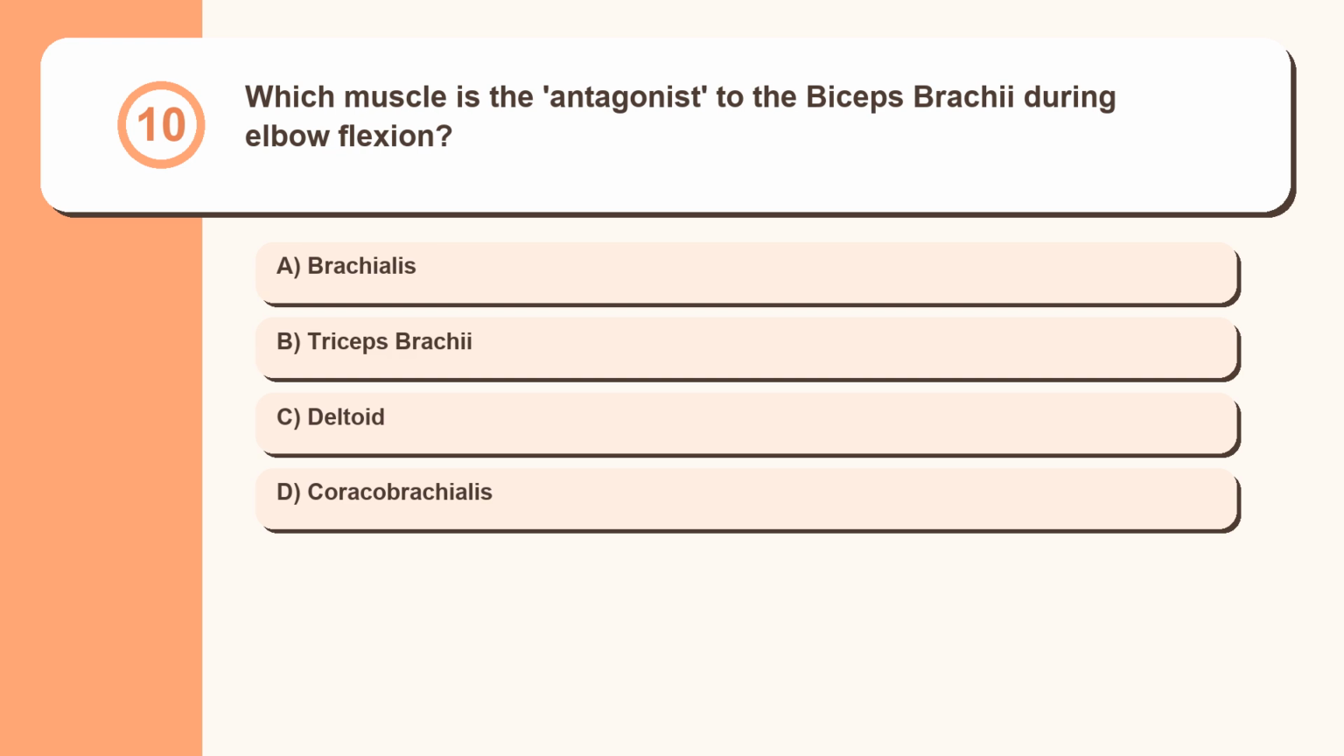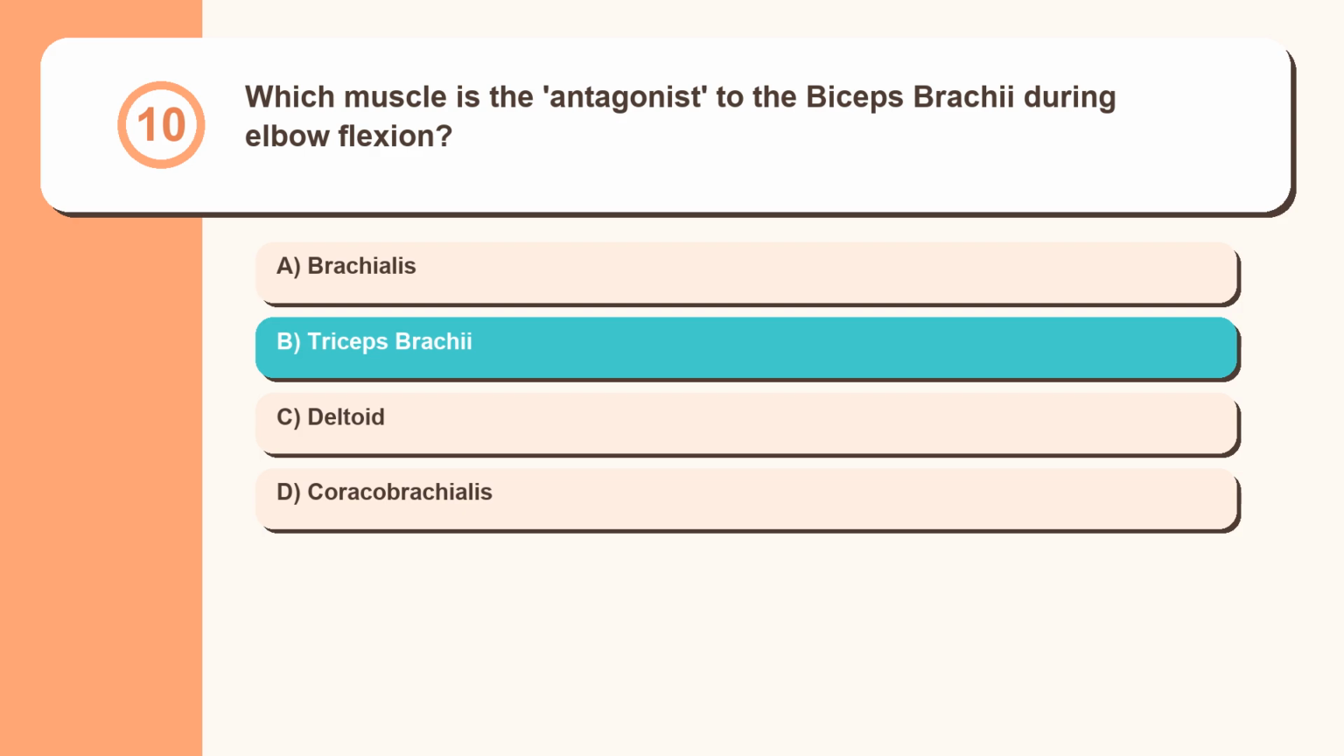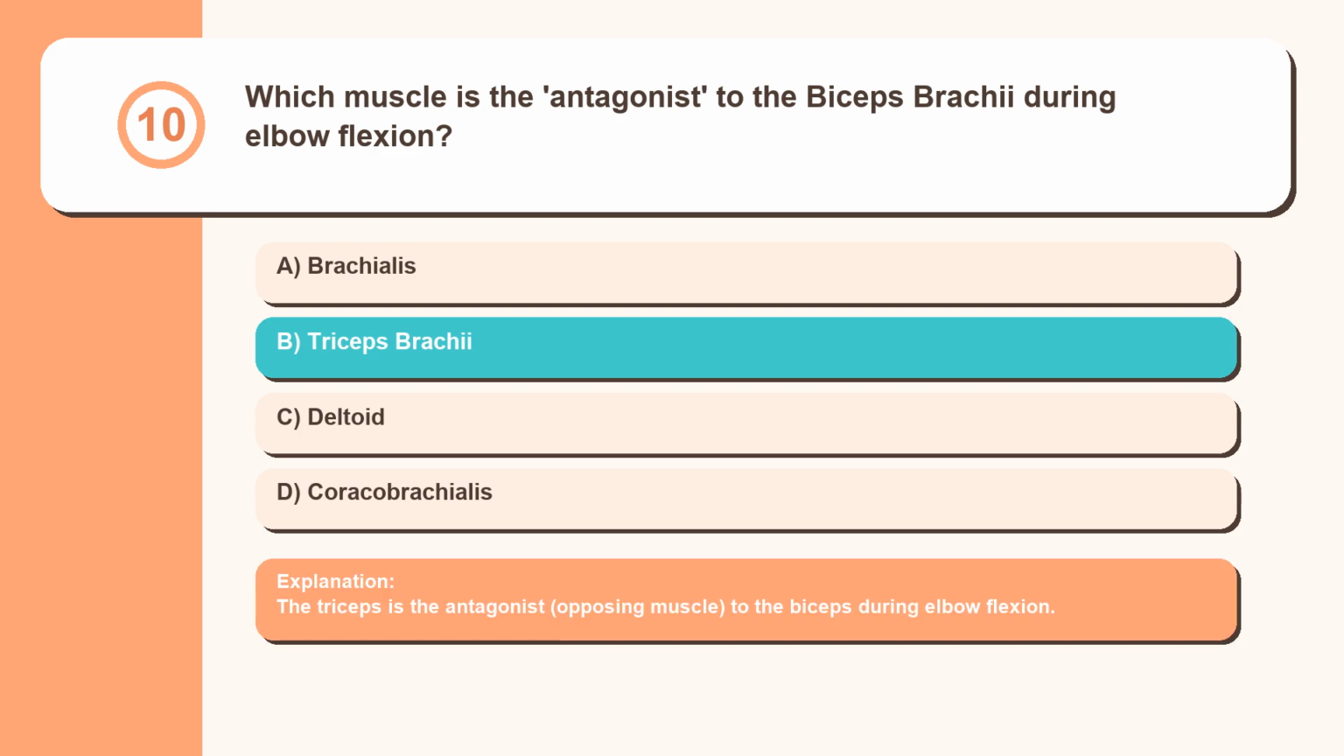Question 10. Which muscle is the antagonist to the biceps brachii during elbow flexion? Brachialis, triceps brachii, deltoid, coracobrachialis. The triceps is the antagonist, opposing muscle, to the biceps during elbow flexion.